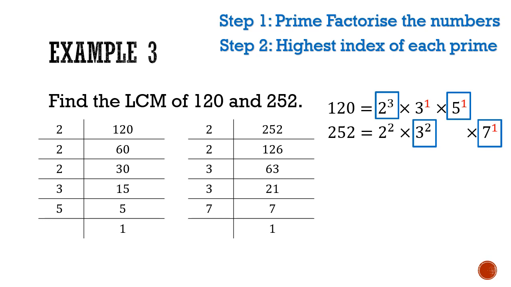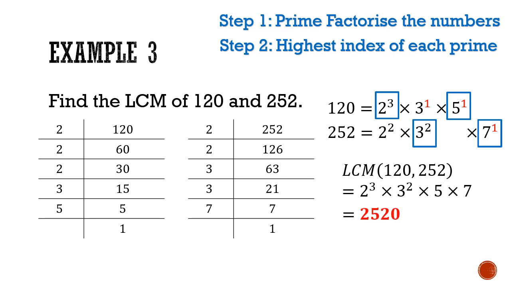This gives us the LCM. The LCM would be 2 cubed times 3 squared times 5 times 7. That's a total of 2,520. And we can verify this answer. Can 2,520 be divided by 120? Yes, that gives us 21. Can this number be divided by 252? Yes, that gives us 10. So this number is divisible by both numbers, 120 and 252, and you also see that there's no smaller number that can do the same.